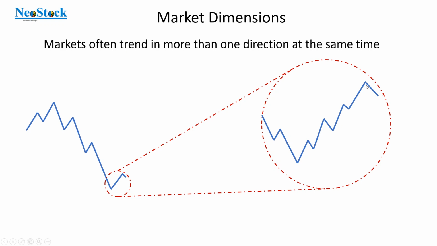Maybe some other person may zoom into a small portion within this area. And as they zoom further, the other person who zoomed this small portion might say the stock is trending sideways. That is also possible. That's why understanding the dimension of the market is very, very important.